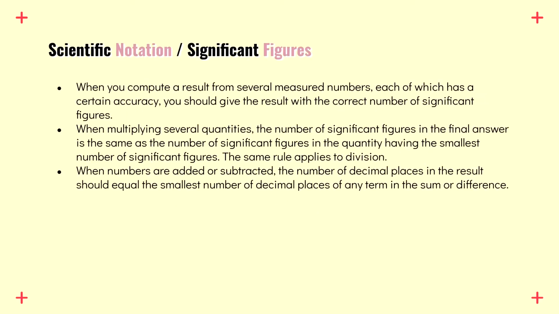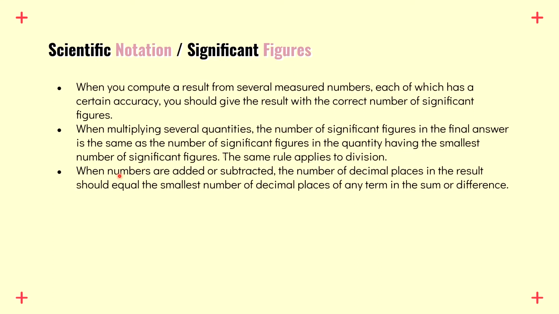With regards to scientific notation or significant figures, you only have 3 rules to remember. When you compute a result from several measured numbers, each of which has a certain accuracy, you should give the result with the correct number of significant figures. When multiplying several quantities, the number of significant figures in the final answer is the same as the number of significant figures in the quantity having the smallest number of significant figures. The same rule applies to division.